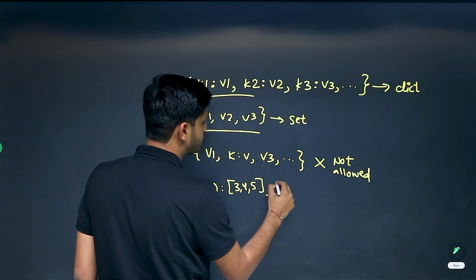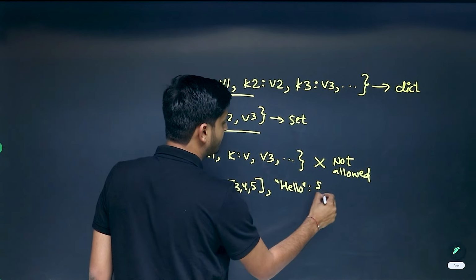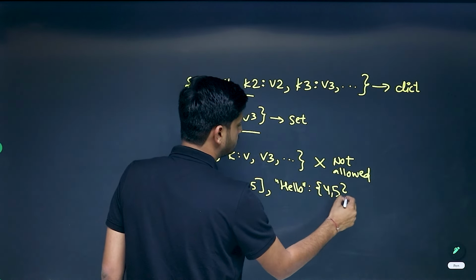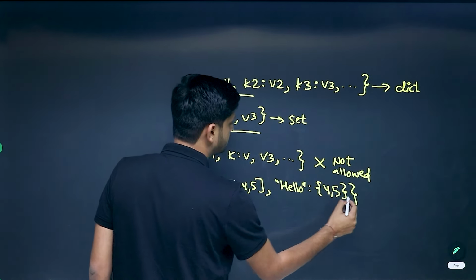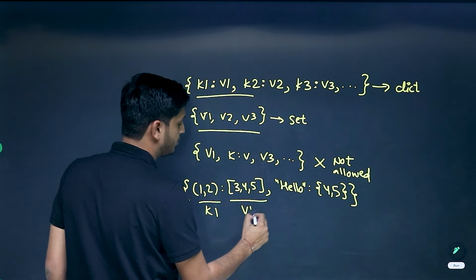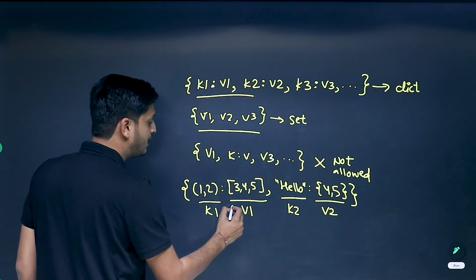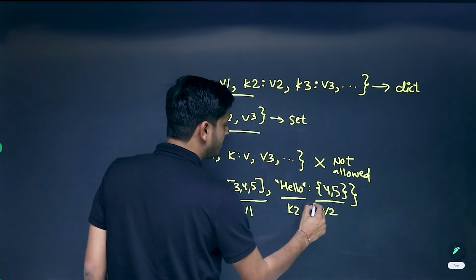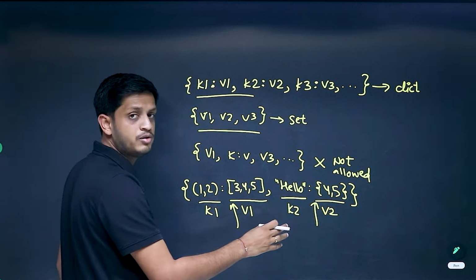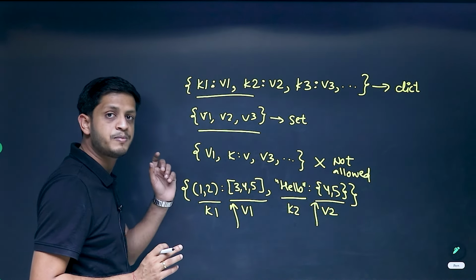And then you can have a string as a key and you can have a set as a value. Like this. So here in this dictionary, this is my first key and this is the corresponding value. This is the second key and this is the corresponding value. But note that a list or a set can be used to create a value, but they cannot be used as a key, because keys must be immutable.